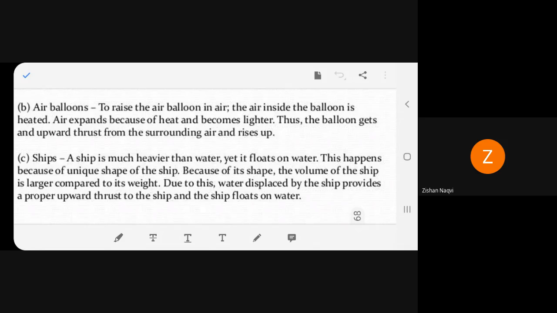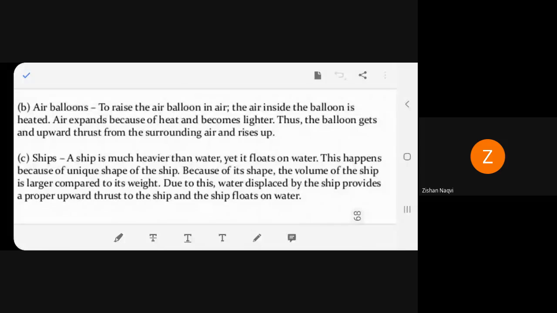Okay. So can you explain? Yes, ma'am. The ship is much heavier than water, yet it floats on water. This happens because of the ship's unique shape. And because of its shape, the volume of the ship is larger compared to its weight. What is the unique shape?